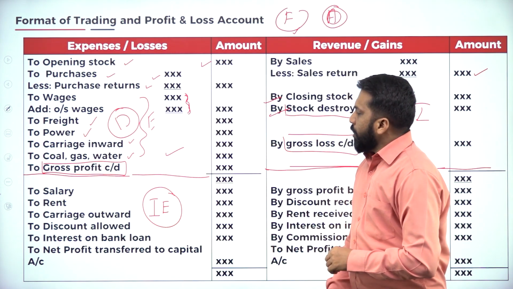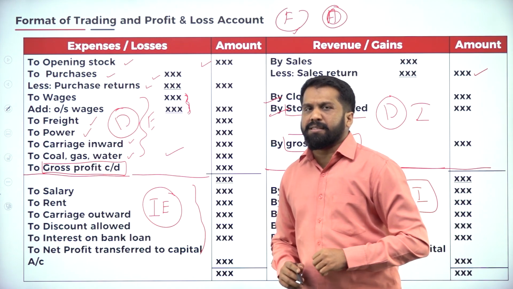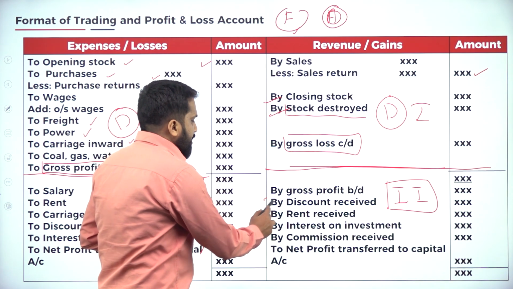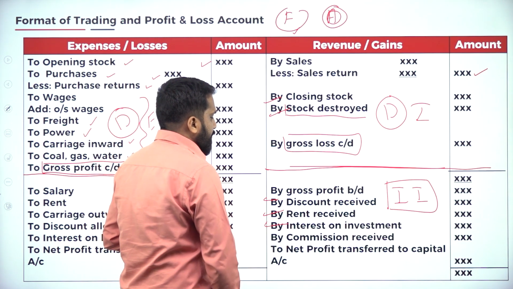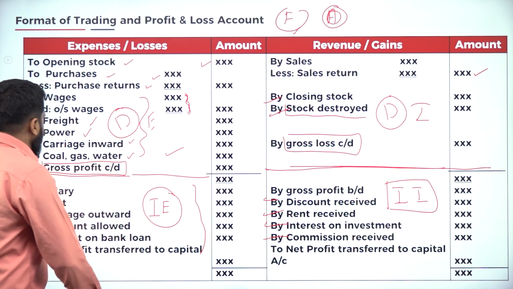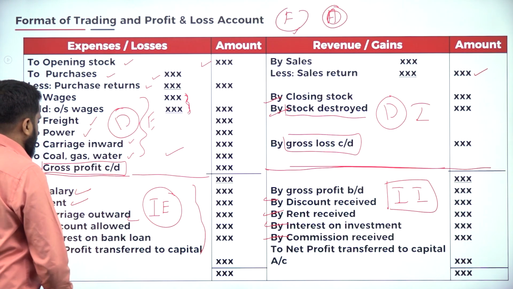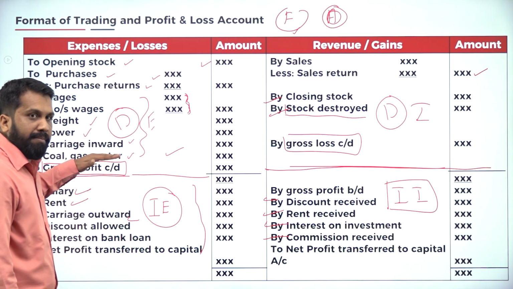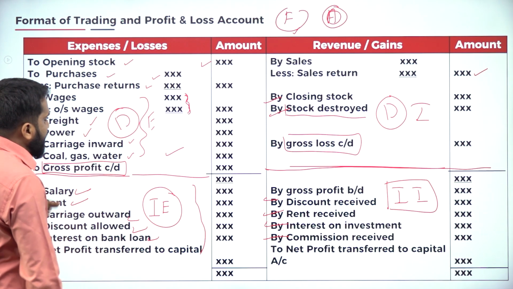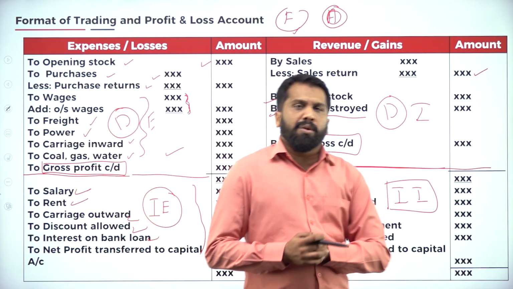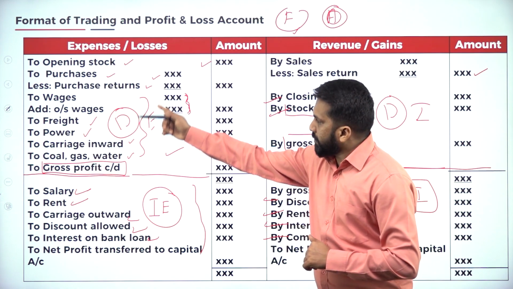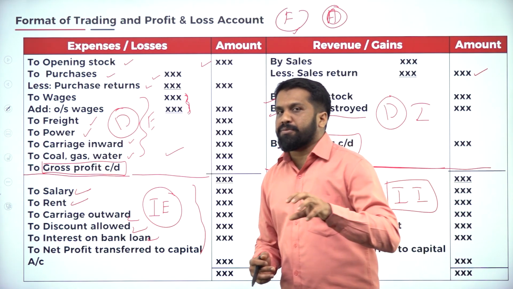Once that is done, we'll come to your profit and loss account. Under the profit and loss account, we write all the expenses on the debit side and all the incomes on the credit side. Incomes like discount received, rent received, interest on investment, commission received. Easy to remember. All the incomes. Now, expenditures like salary, rent, carriage outward. See, carriage inward comes under trading, but carriage outward comes here. Discount allowed, interest on bank loan. So these are the expenses, these are the incomes. Whatever expenses you get, please write down here, except these things. Clear? Your P&L is very simple.